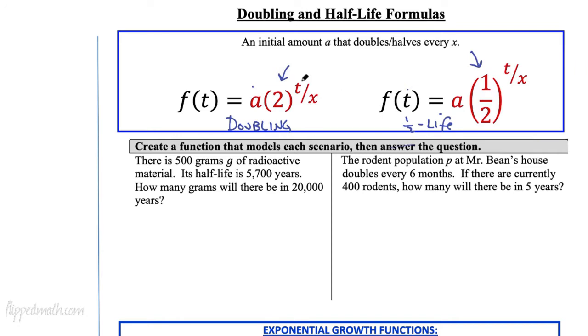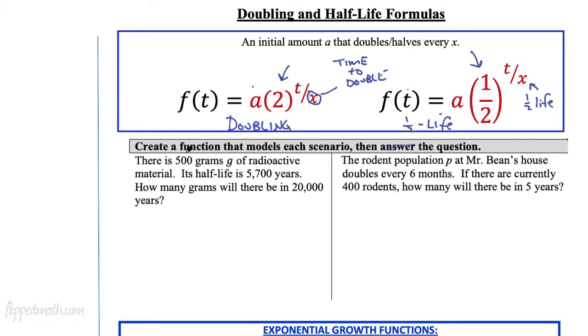Now, if you notice, the form changed a little bit because our exponent became t over x. Well, x here is the doubling time. It's the time it takes to double. So I'm going to write time to double. Or we call that the half-life. If we're doing a half-life problem, it's the time it takes something to decay to half of whatever you started with.